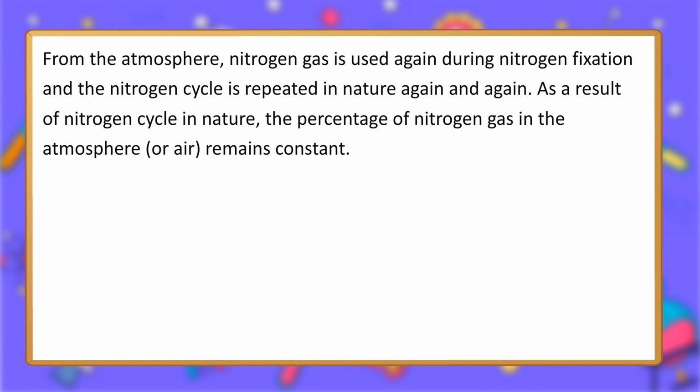From the atmosphere, nitrogen gas is used again during nitrogen fixation, and the nitrogen cycle is repeated in nature again and again. As a result of nitrogen cycle in nature, the percentage of nitrogen gas in the atmosphere, or air, remains constant.